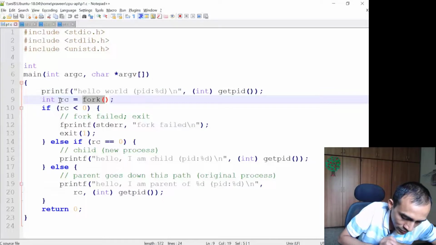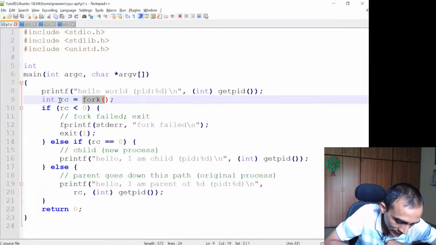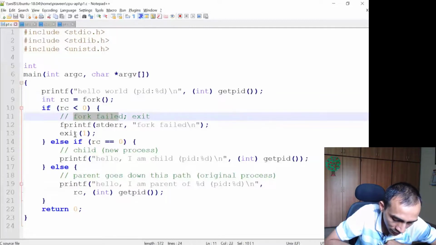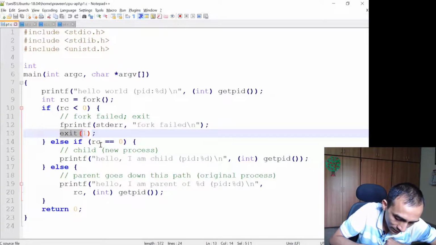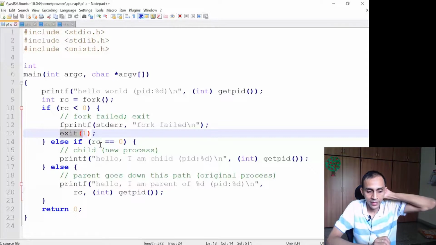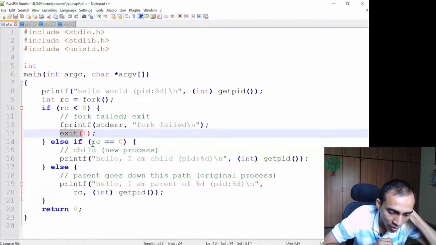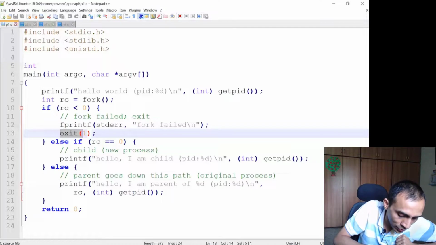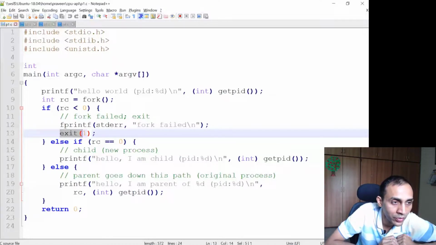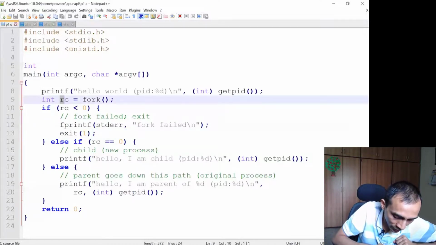And it is returning a value. So the return value is stored in RC. In case this RC is less than 0, I said it is a negative value, that signifies that fork failed, and we basically exit. We don't want to do anything in that case. But if I want to distinguish so that the child process does something else and the parent process does something else, then we can use this return value to write a different code for child and a different code for parent.